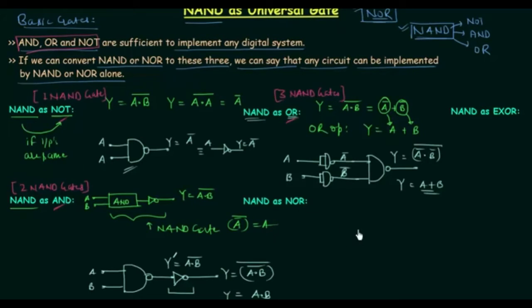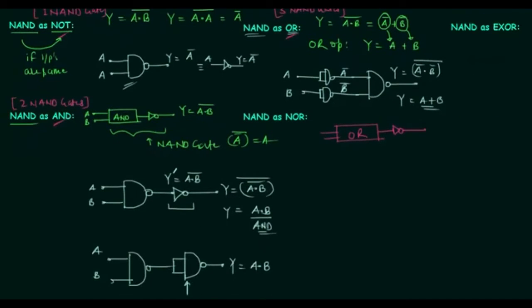Now we will implement the NOR gate, and the NOR gate is obtained by complementing the output of the OR gate. If this is the OR gate, then we have to complement the output of the OR gate to get the NOR gate. So in this circuit we have to complement this output Y. So let's do this quickly. This is very simple.